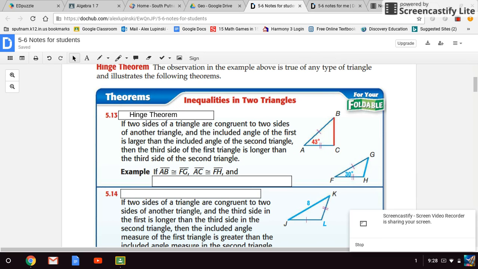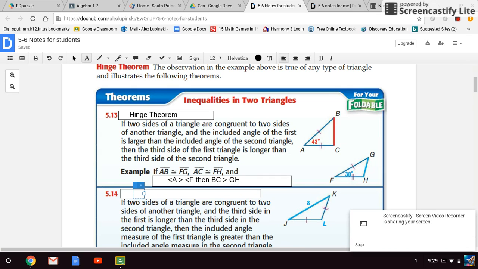The Hinge theorem says if you have two triangles with two angles, so 43 degrees is obviously bigger than 30 degrees. So if we have angle A, which is larger than angle F, then the sides opposite of those have that same thing. So angle A, the side opposite of angle A is BC. So BC is going to be larger than the opposite side from F, or 30 degrees, which is GH.